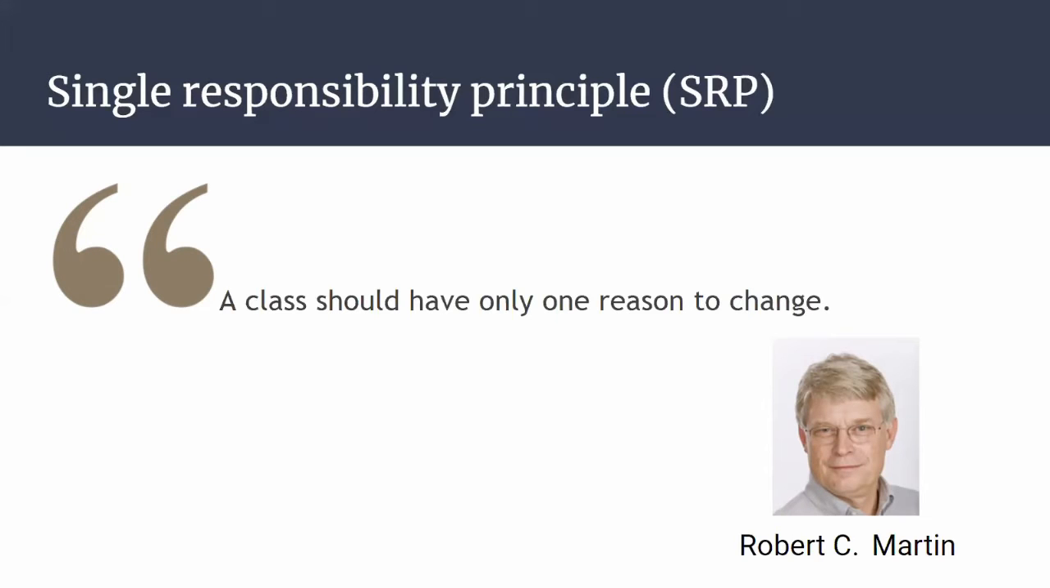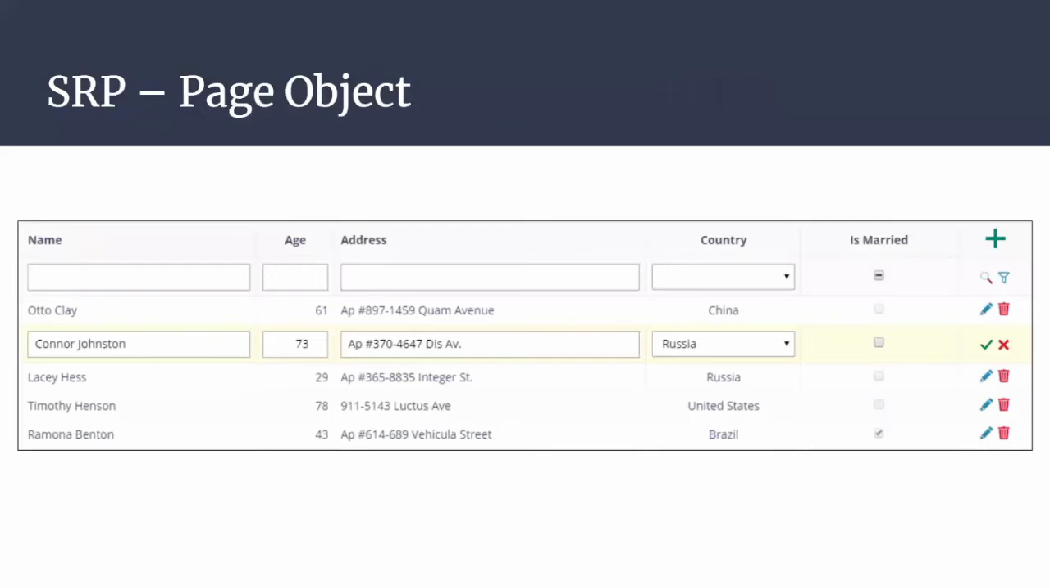This principle states that a class should have only one responsibility, and for that reason, it will have only one reason to change. The advantage of applying this principle is that it will reduce the risk of affecting another functionality when we need to make a change in our test project. Well, let's see if the page object complies with this principle.